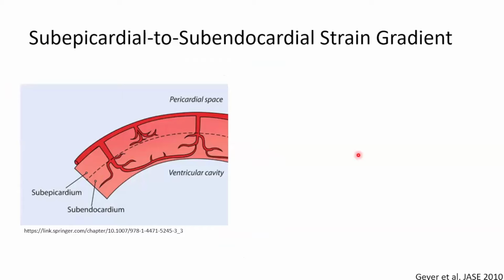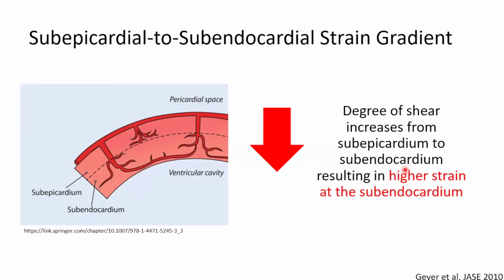There is a bit of a gradient from the subepicardial to subendocardial in terms of shear stress. And that gradient is actually in the direction of increased shear stress as you go from subepicardium to subendocardium. And this is just relevant because, of course, we're sampling different layers of the myocardium when we look at strain. And it's helpful to understand that there is a slight gradient as you do this.